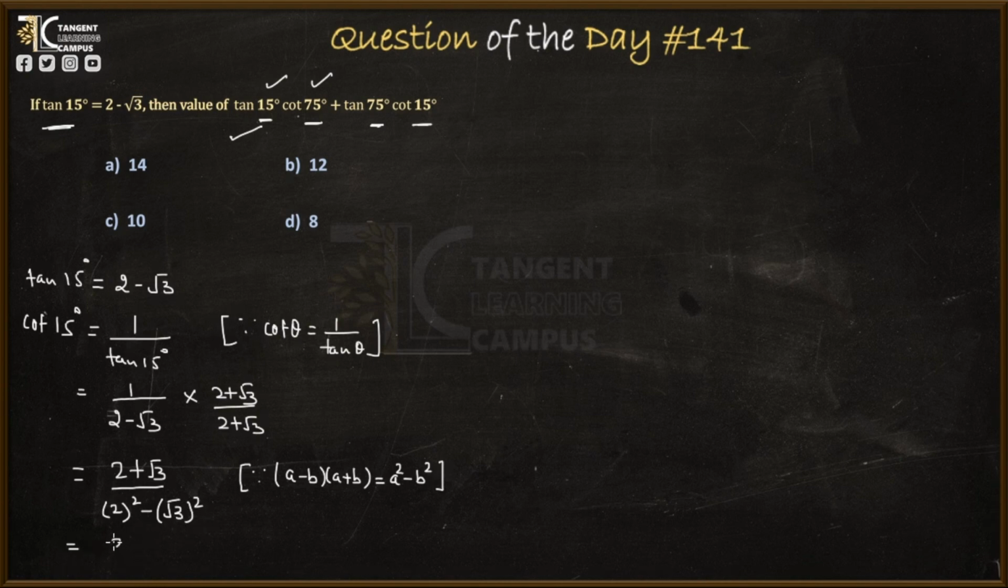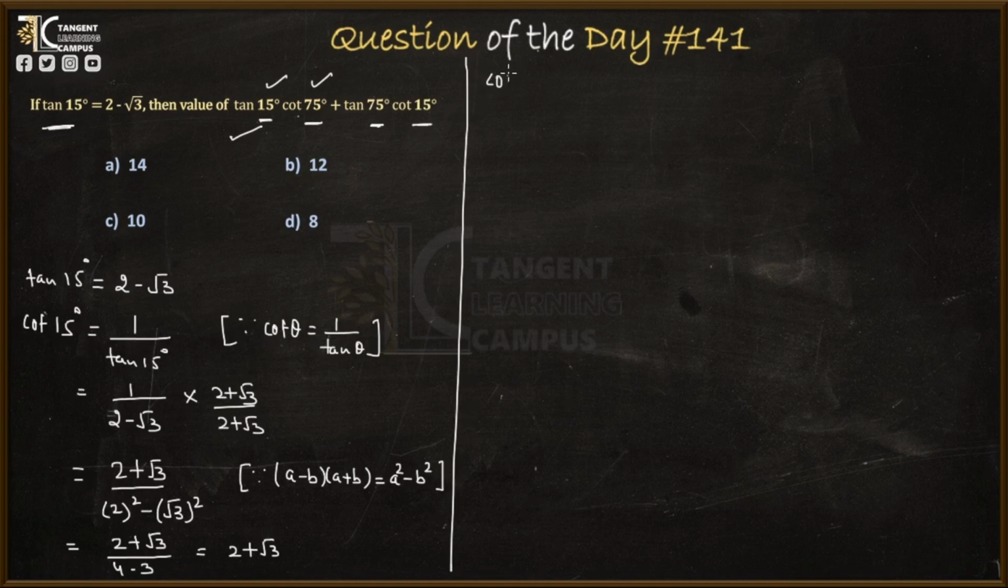So we have 2 plus root 3 in the numerator, and in the denominator 2 square is 4, and square of root 3 is 3. So basically 4 minus 3 is 1. So we can write 2 plus root 3. In the denominator it is 1, so it depends on us whether we write it or not. So now we have the value of cot 15 degree, which is equal to 2 plus root 3, right?